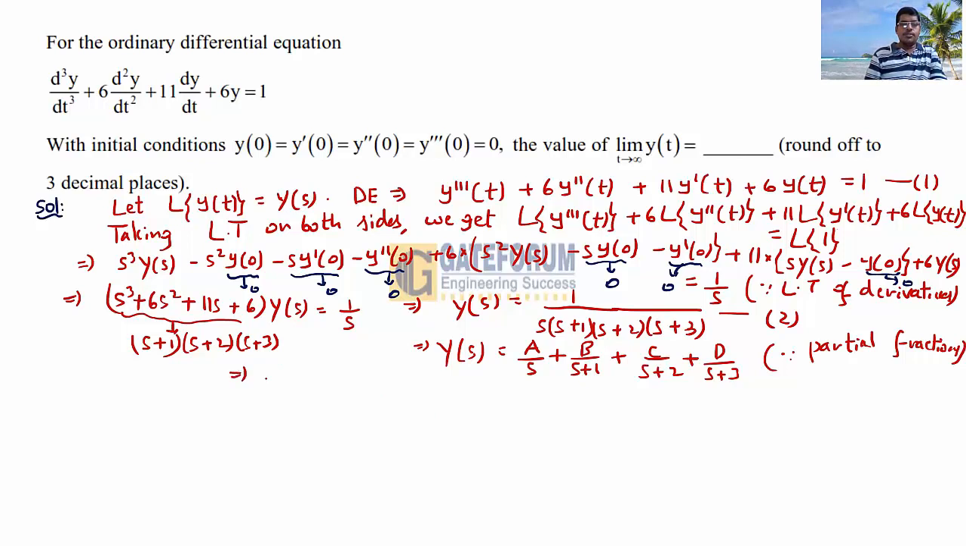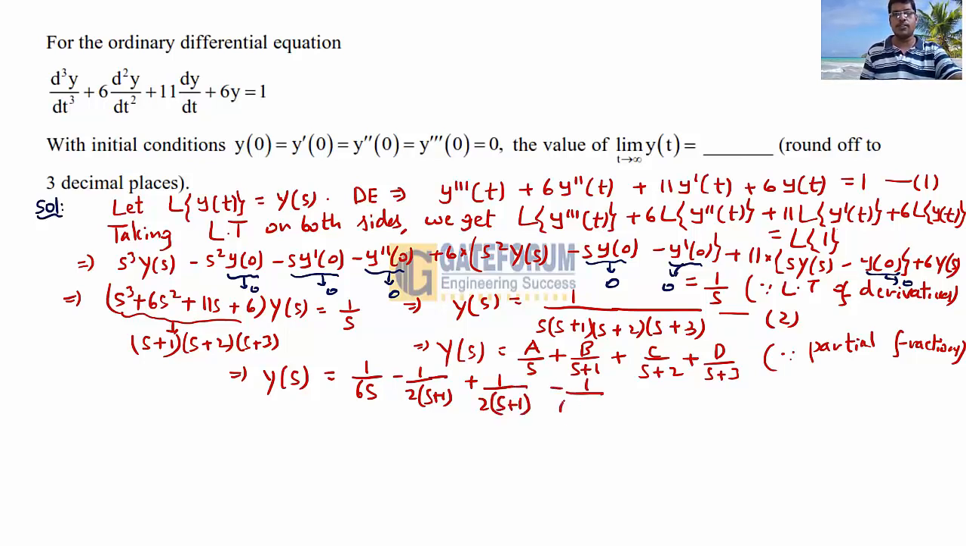Now, after finding capital A, B, C, D, you will be getting capital A value 1 by 6, capital B value minus 1 by 2, that is into s plus 1, capital C value plus 1 by 2, that is 1 by 2 into s plus 2, and capital D value minus 1 by 6, that is minus 1 by 6 into s plus 3.